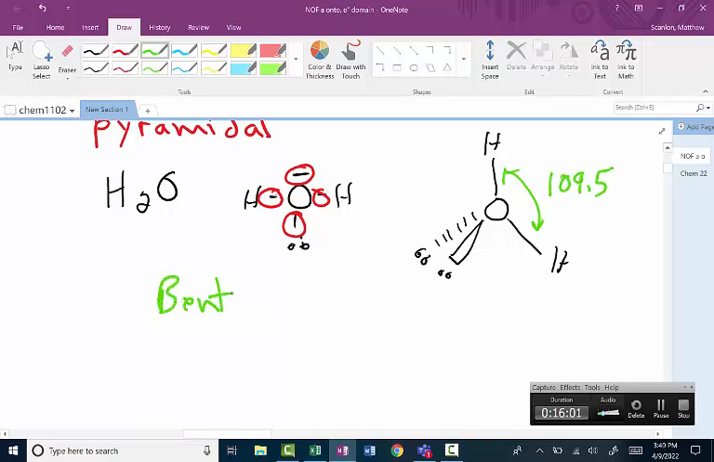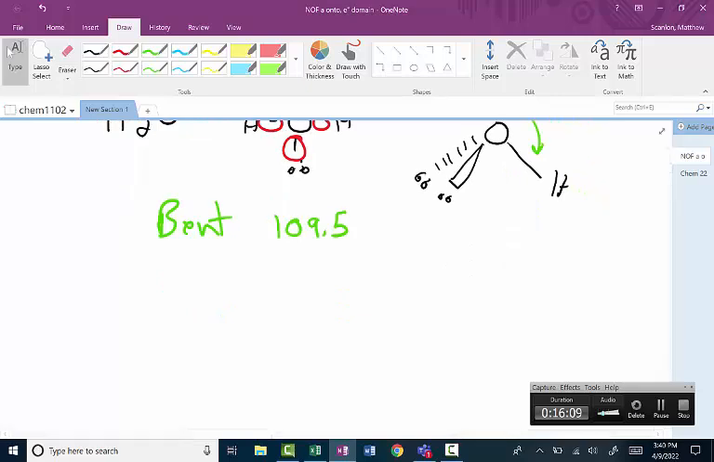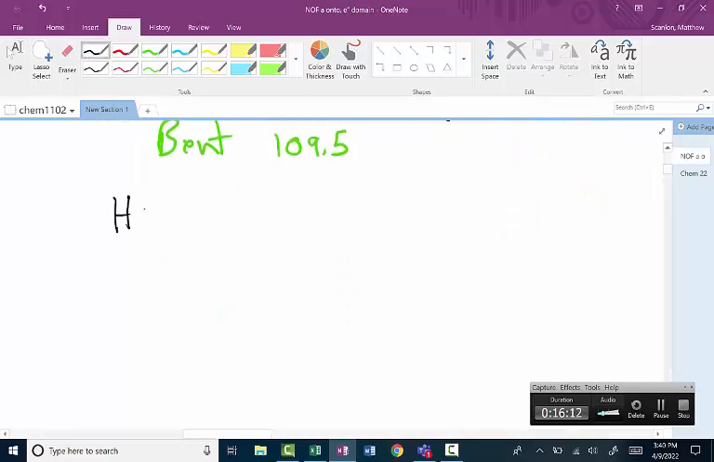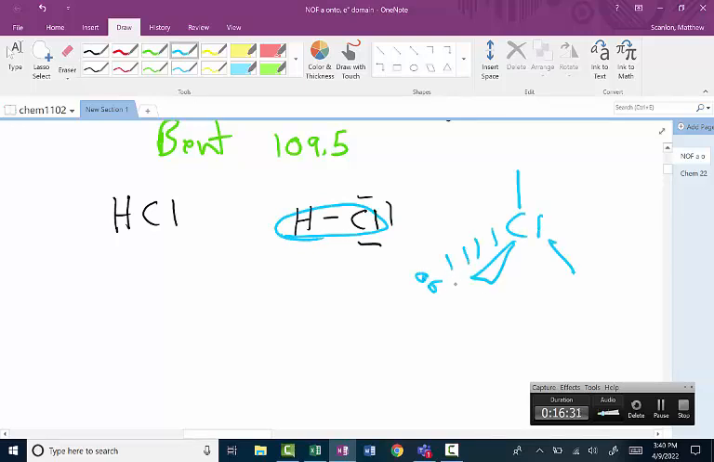So we call it bent. Sometimes you'll hear that called angular. I don't care. 109.5 for the bond angle. That's really it. If I take something like HCl, it has 4 electron groups around the chlorine. I have an H and Cl. But there's only 2 atoms. And so anytime you have 2 atoms, it's linear. I mean, I could do this. Put my electrons here, here. Put electrons here, and an H here. And this part would be linear. So you see that once in a while.